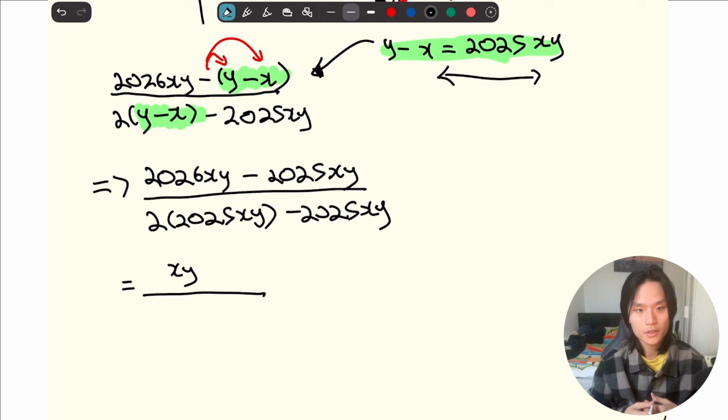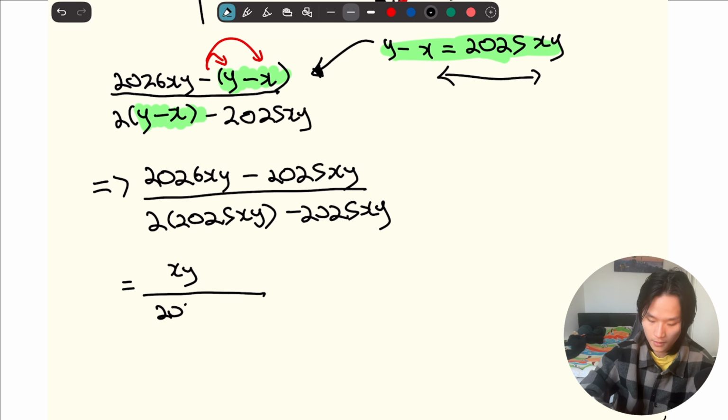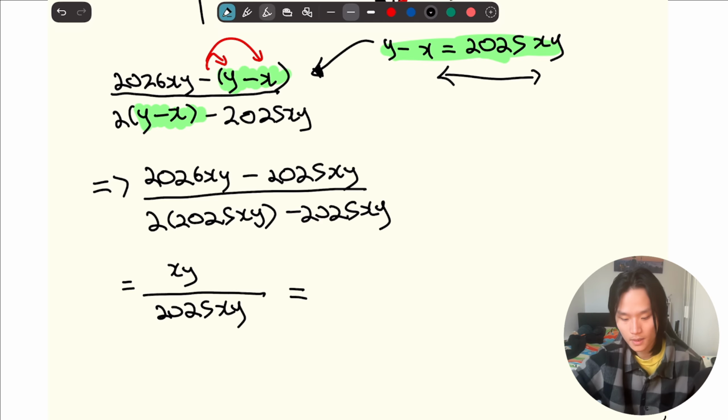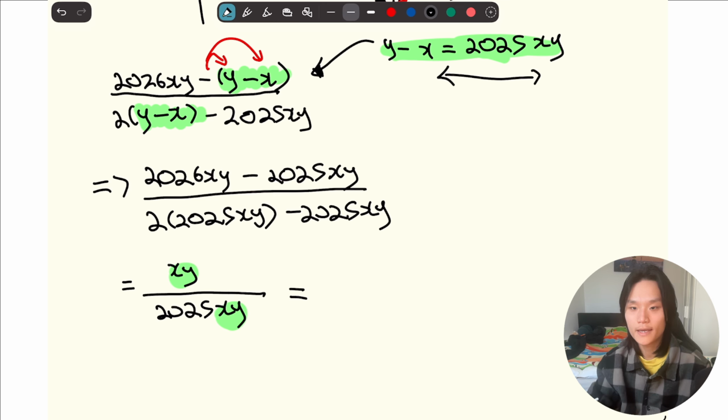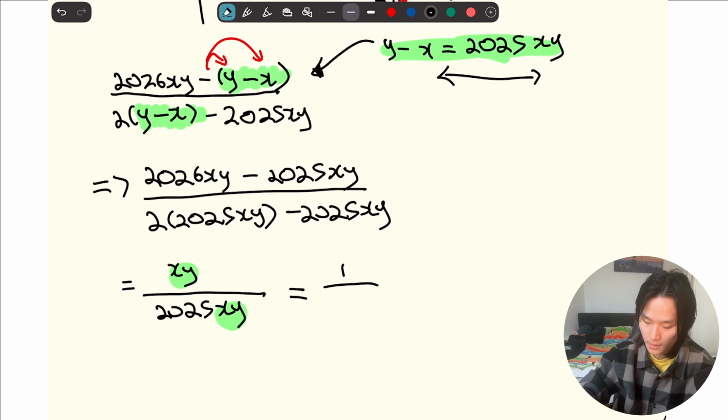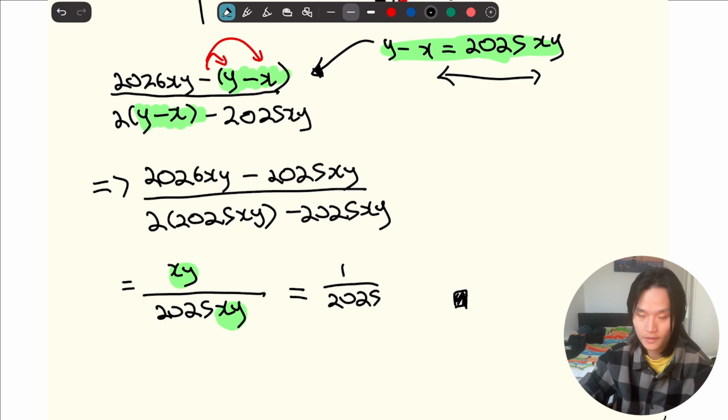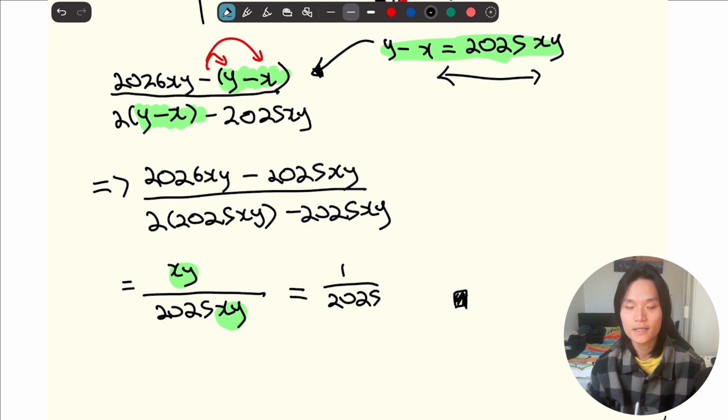And what's for the bottom? Well, we have 2 times 2025 minus another 2025, so we are left with 2025xy. Well, in here, the xy's, we can cancel them out, and so we are left with 1 divided by 2025. And that's our answer.